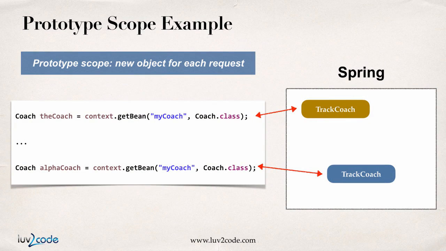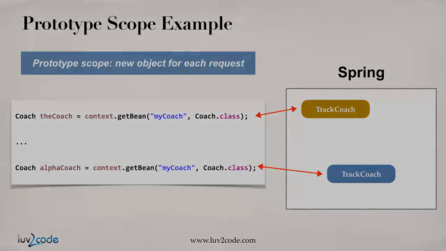So a nice little diagram here. The line of code at the top, coach equals context.getBean, myCoach. It'll create a new instance of that bean. I'll get a reference to it. And then a similar thing here when I say alphaCoach equals context.getBean, myCoach. It'll create a new object for you, and you'll have your own reference. So the prototype scope is good for keeping track of stateful data. Whenever you see prototype, just think of the new keyword. It's going to create a new bean for each request for that component or that object.